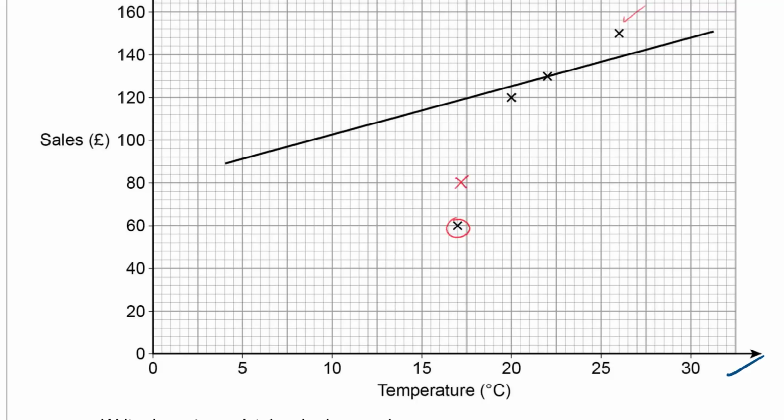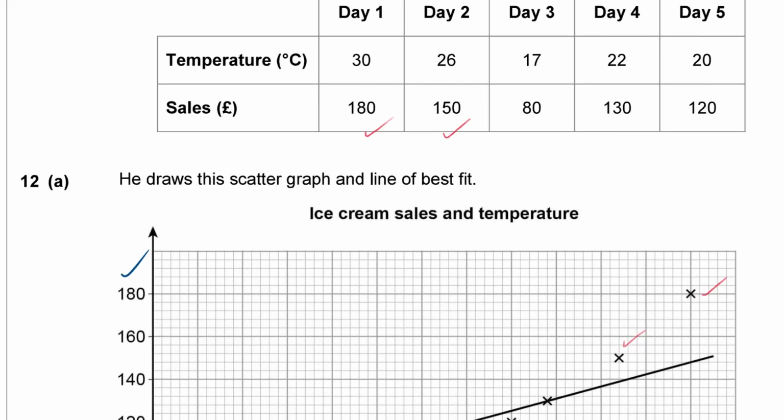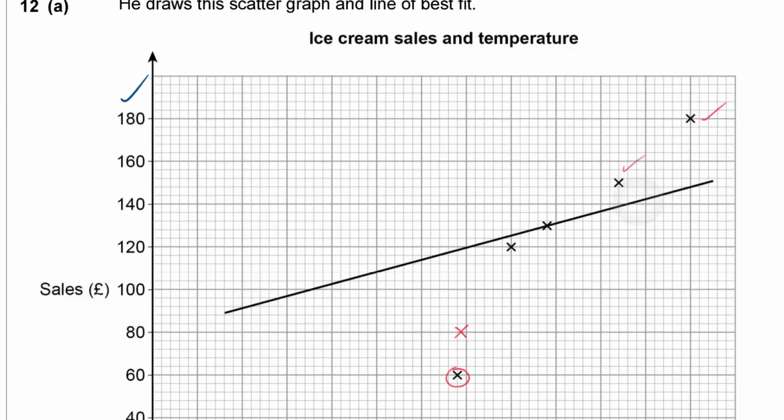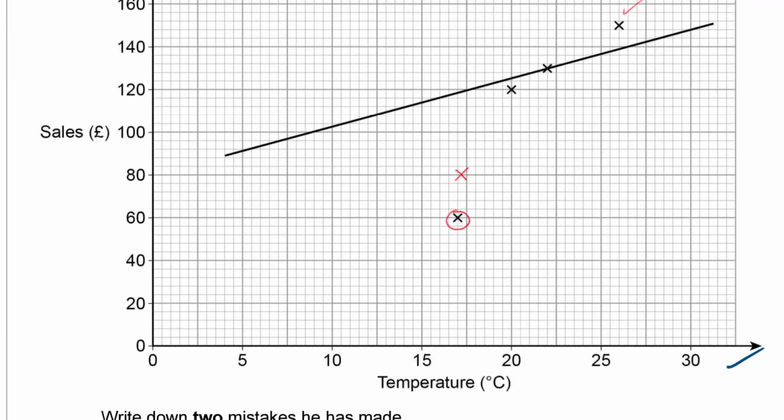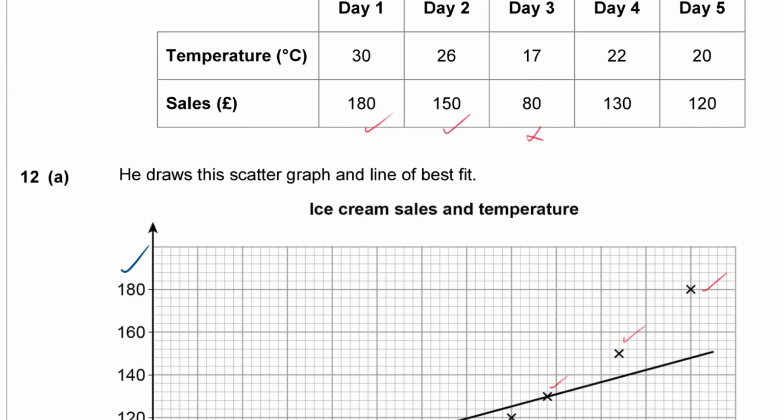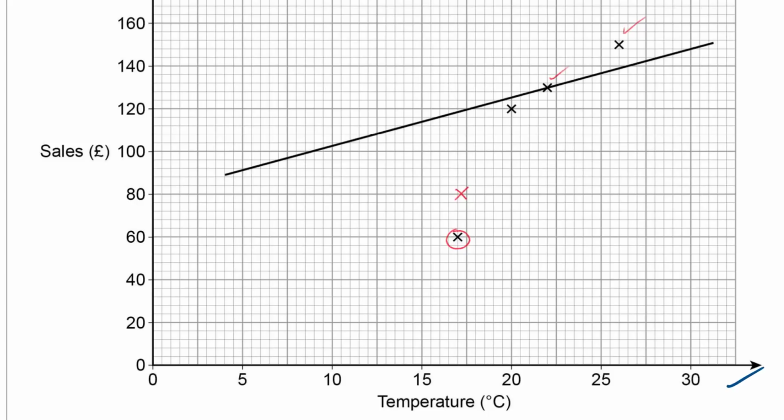Okay. Let's just check the other two. So that one was wrong. 22 and 130 is correct. And 20 and 120, that one's correct as well. So it's just this one here he's plotted wrong.